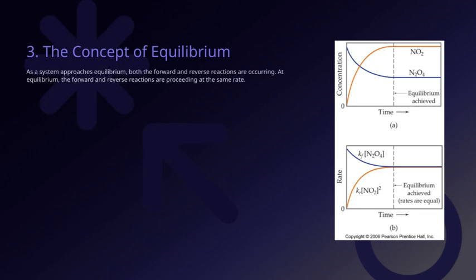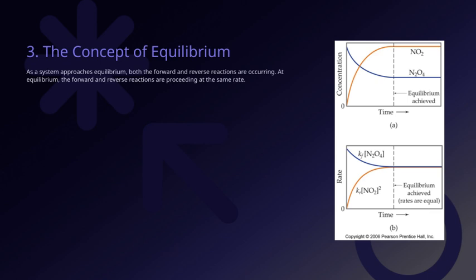As a system approaches equilibrium, you'll notice that both the forward and reverse reactions are happening simultaneously. It's important to understand that even at this stage, reactions haven't stopped. They are still occurring. However, what makes equilibrium special is that the rates of these two reactions become equal. So, at equilibrium, the forward reaction is proceeding at exactly the same rate as the reverse reaction.